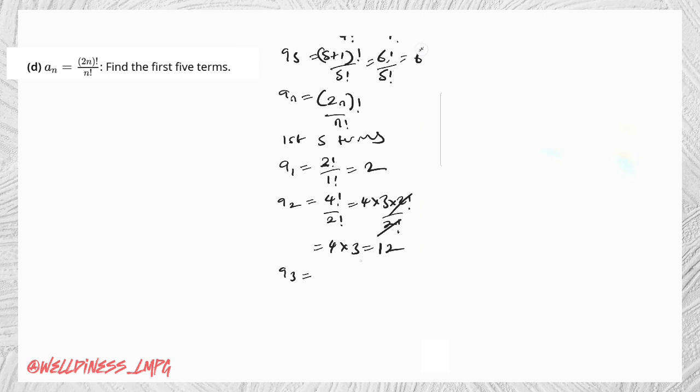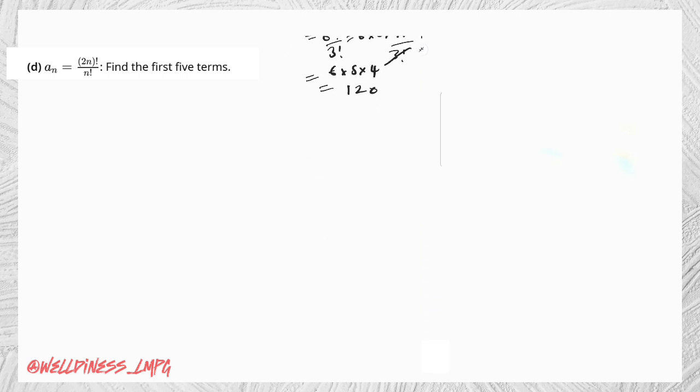Now to get A3, you are going to multiply 2 by 3. So that will give you 6 factorial divided by 3 factorial. So we know that 6 times 5 times 4 times 3 factorial, and 3 factorial can cancel out 3 factorial. So we are left with 6 times 5 times 4. And 6 times 5 times 4: 4 times 5 will give you 20, and 20 times 6 will give you 120.